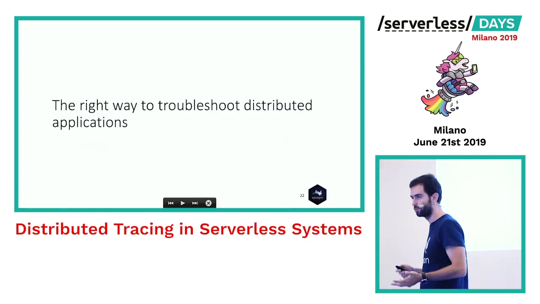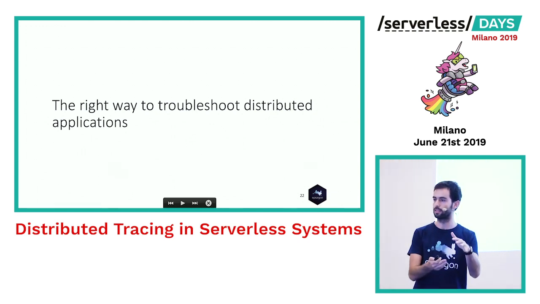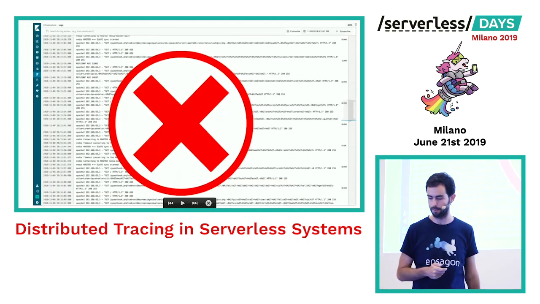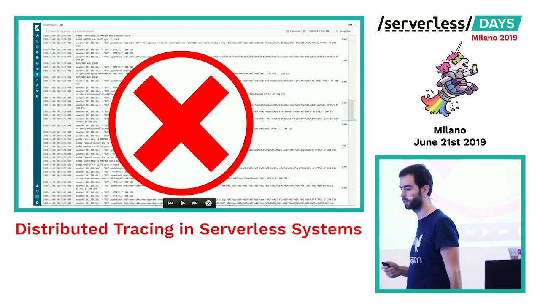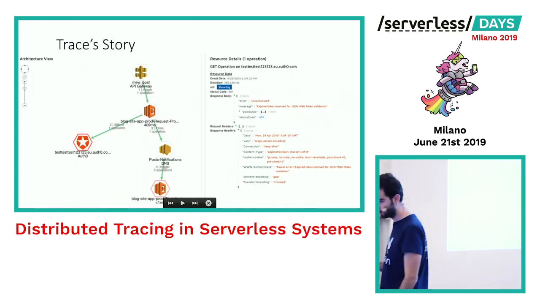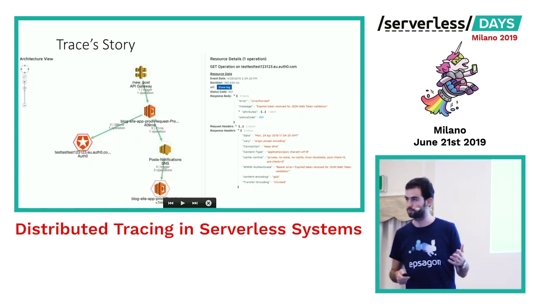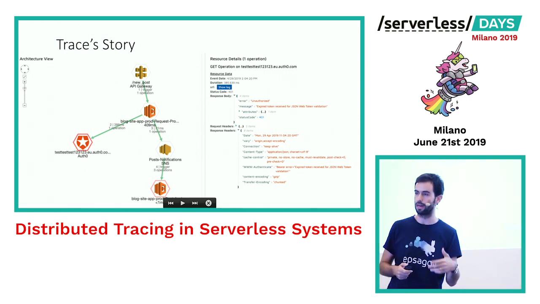The right way to do this, so we learned the tools, but let's see how we should tackle these kinds of problems once they happen. Instead of just jumping to the logs and trying to find something meaningful in the logs, let's first see the traces story. The trace story, as we saw before in the example with OpenTracing, we want to see the chain of events: what happened, which resources were involved, how long it took.